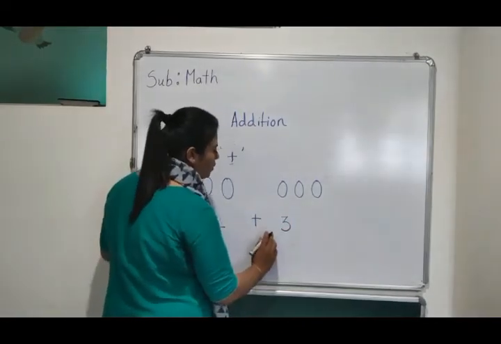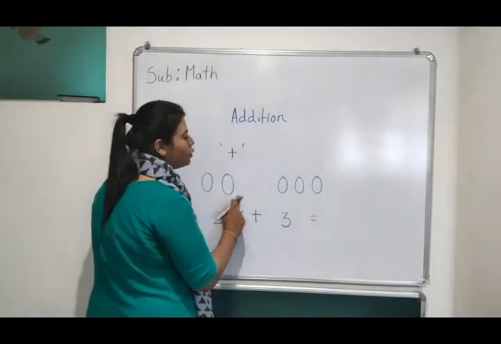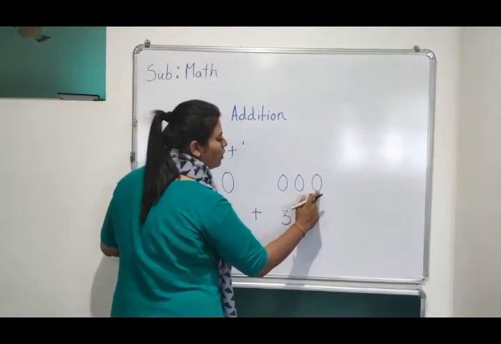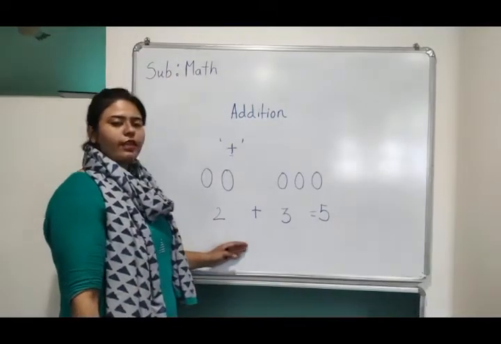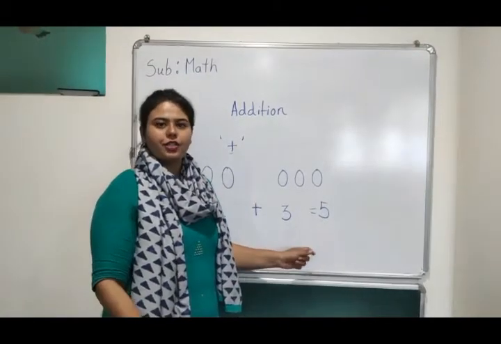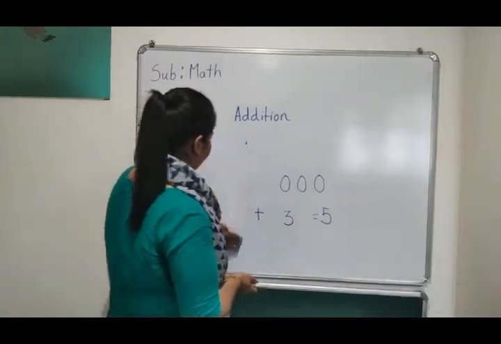So 2 plus 3 is equal to how many? 1, 2, 3, 4, 5. So it is equal to 5. So this way we can do addition. Now we will see another example.